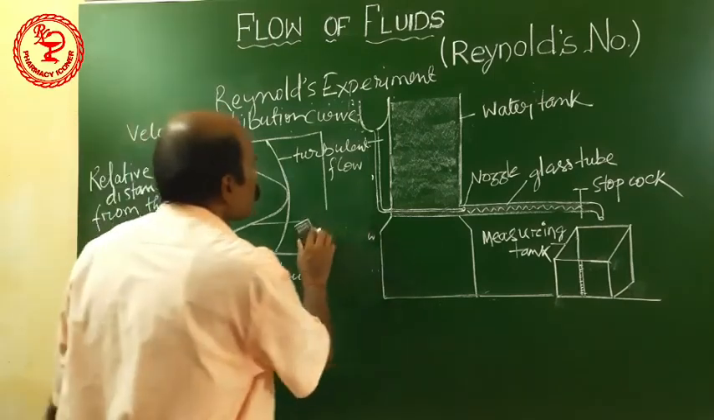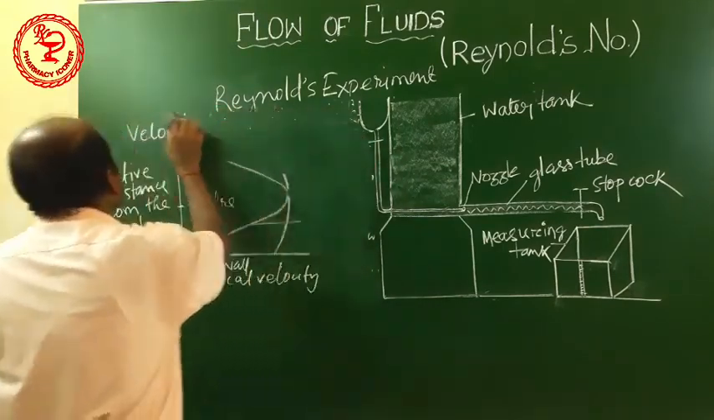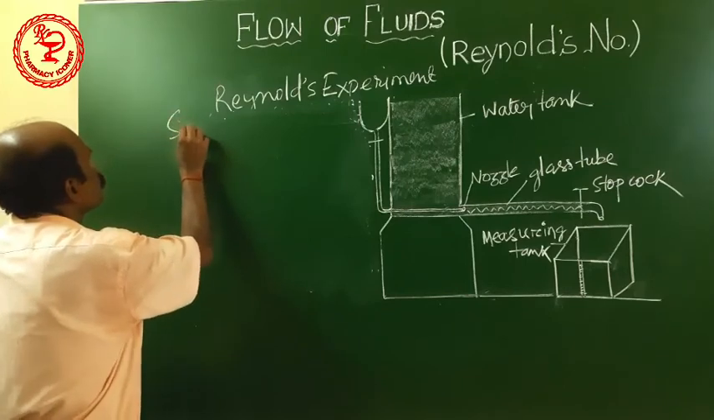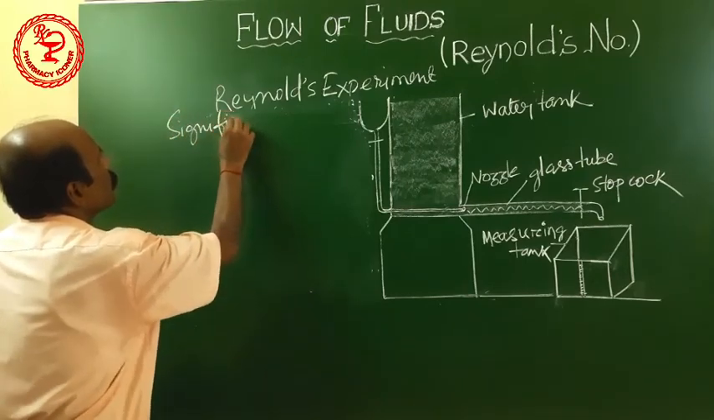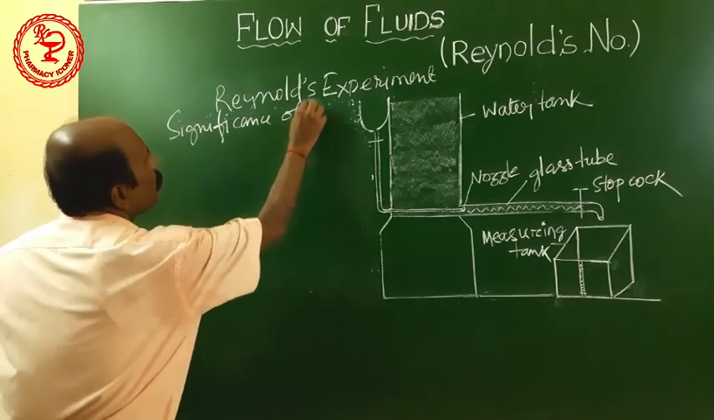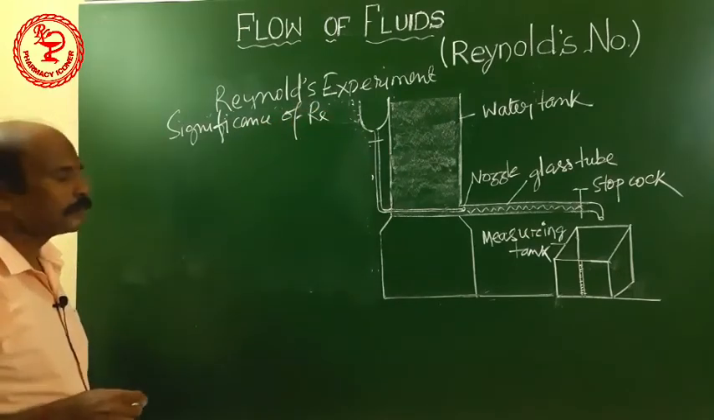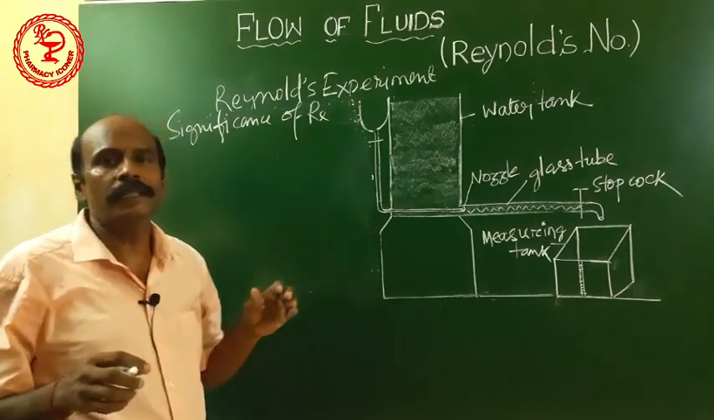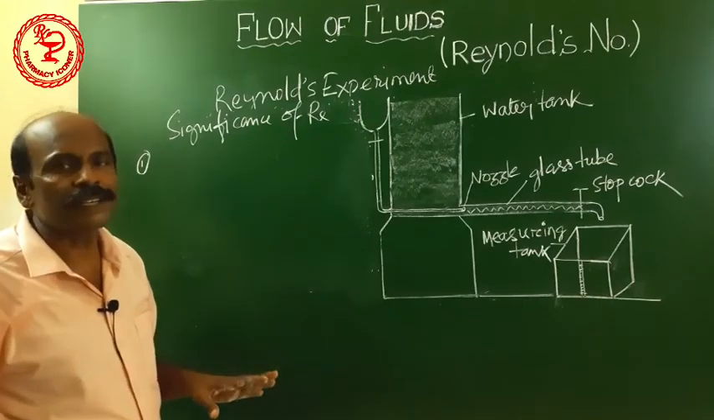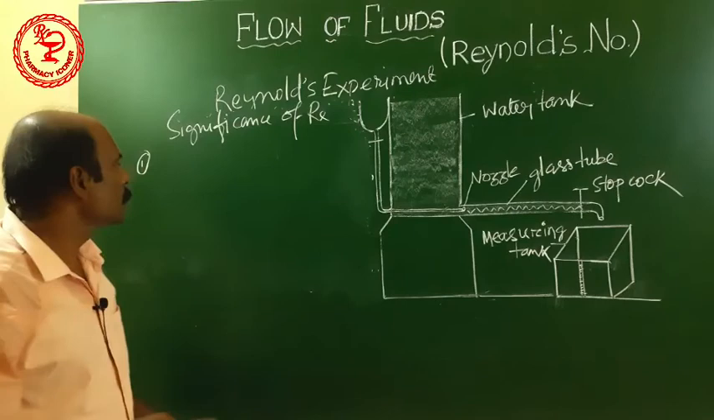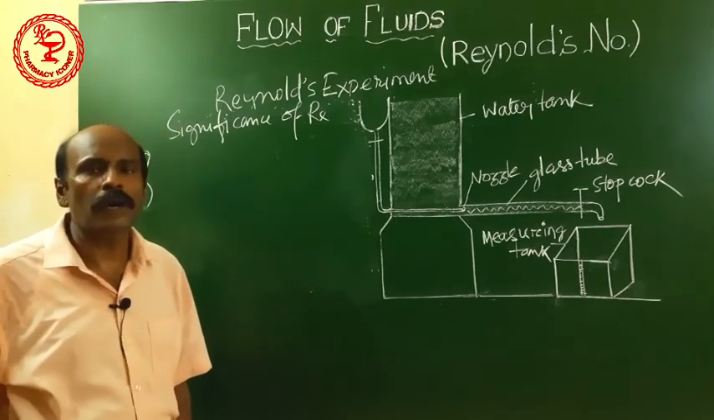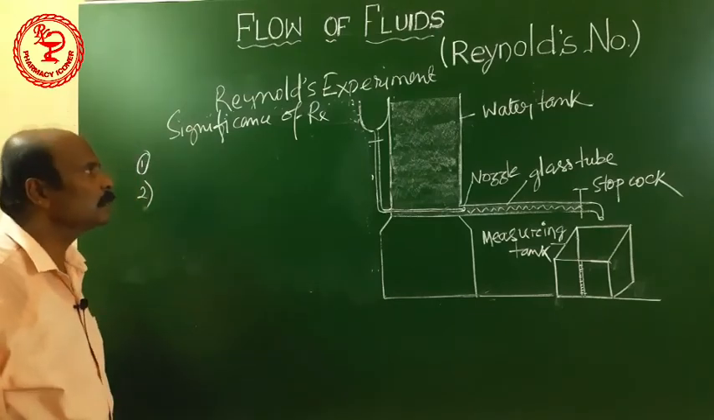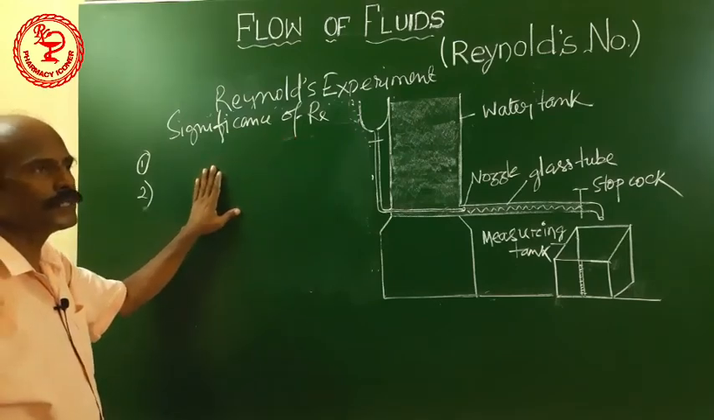Next is the significance of the Reynolds number, Re. Number one, with the help of the Reynolds number, we can determine the type of flow, whether it is viscous or turbulent. Number two, for the study of the sedimentation rate of a suspension, we can use the Reynolds number with Stokes law.